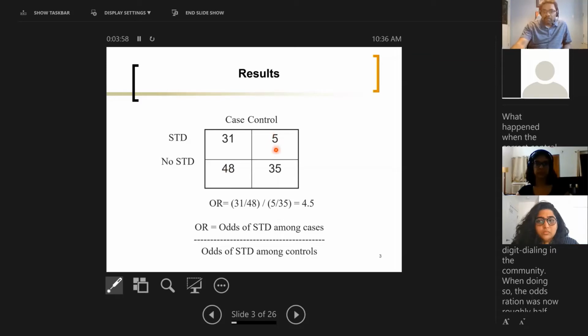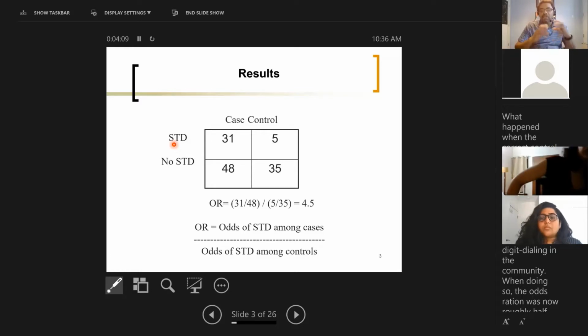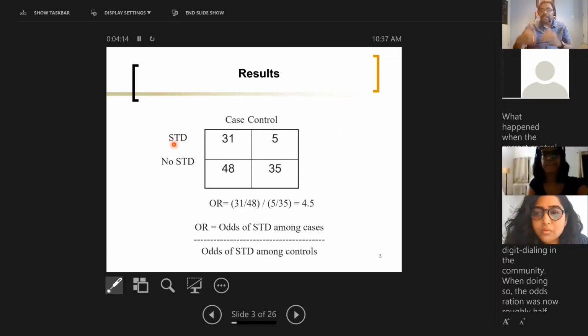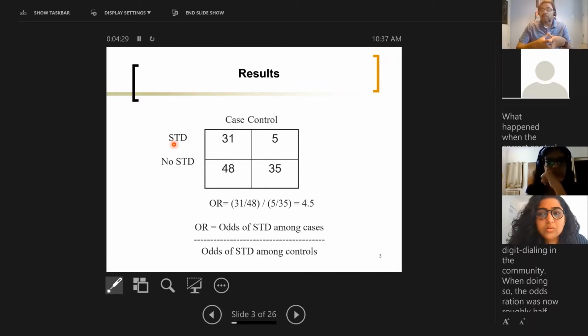Among the control patients with influenza, 5 out of 40, the odds are 5 out of 35, had smell and taste disorder. If you divide the odds of being exposed if you were a case, divided by odds of being exposed if you were a control, you get a ratio of 2 odds. Odds 1 divided by odds 2 gives you the ratio of 2 odds. That's why it's called an odds ratio. The odds ratio in this particular instance, if you do the math, is 4.5.